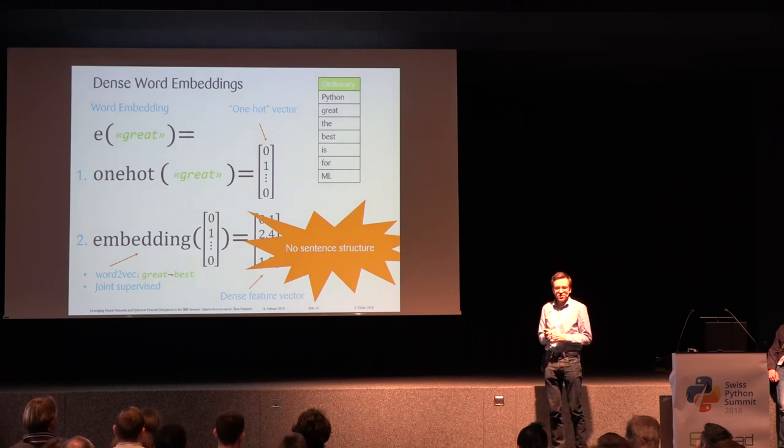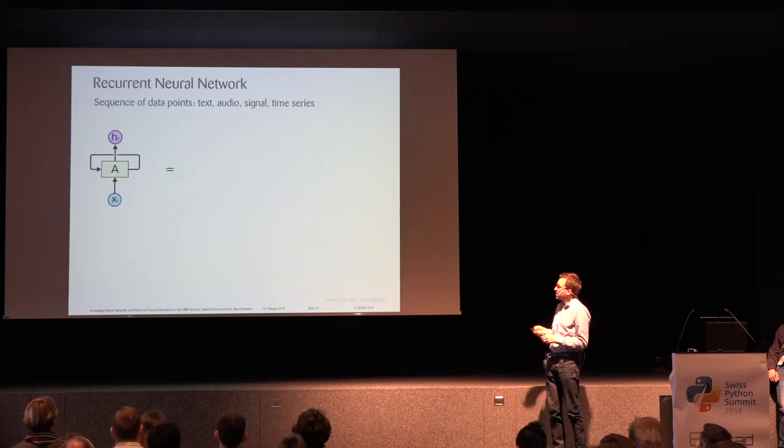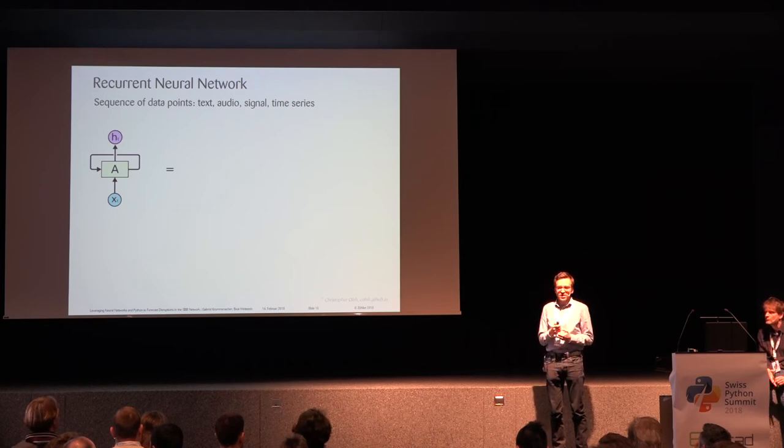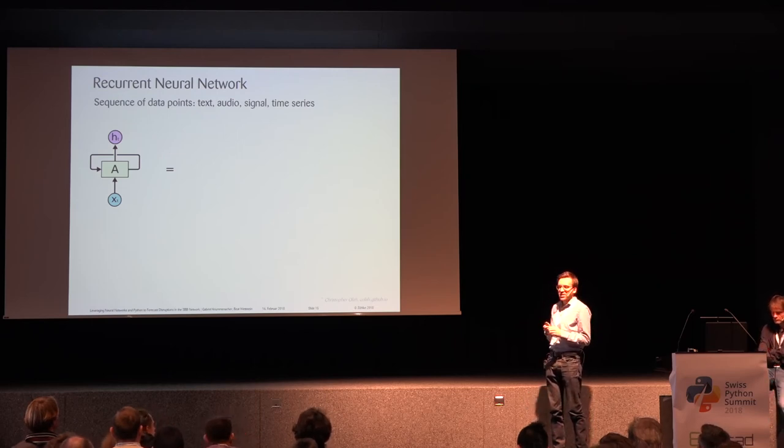But you still have no sentence structure. Right now you have just a set of these vectors. I mean, you could average them, but that's probably not the best thing you can do. So the last thing that we use in the model is called the recurrent neural network. This is a neural network model that you can use if you have data that's not just independent data points, but sequences that have some correlation over time or over the sequence. So imagine text, audio, some other signals, time series. These can be modeled with a recurrent neural network.